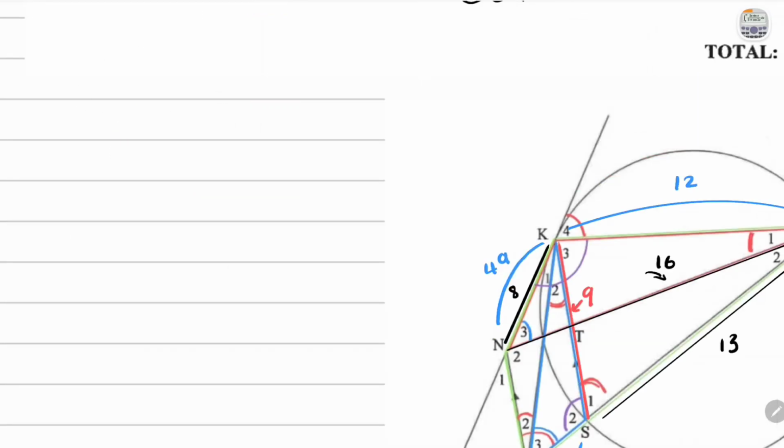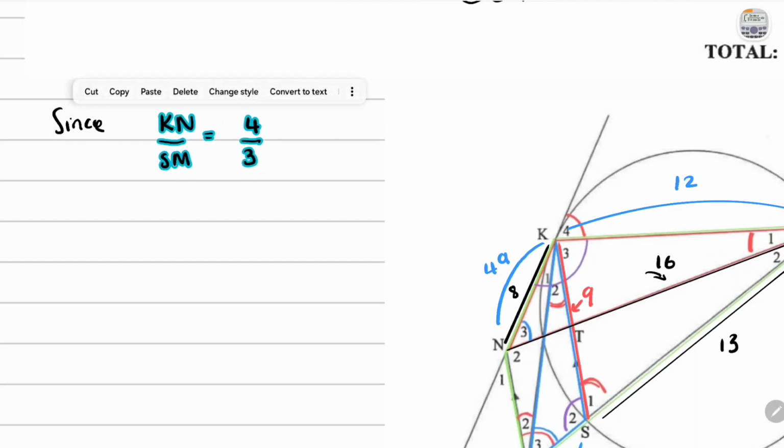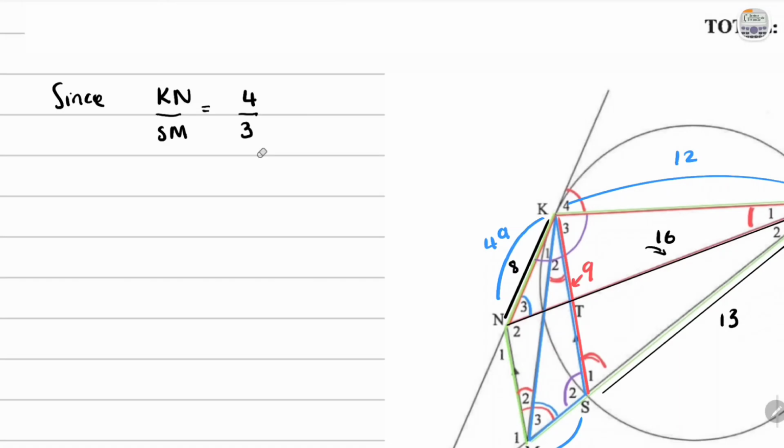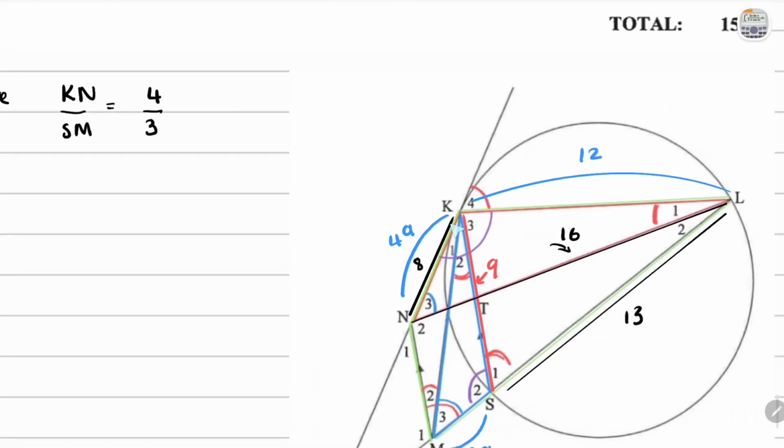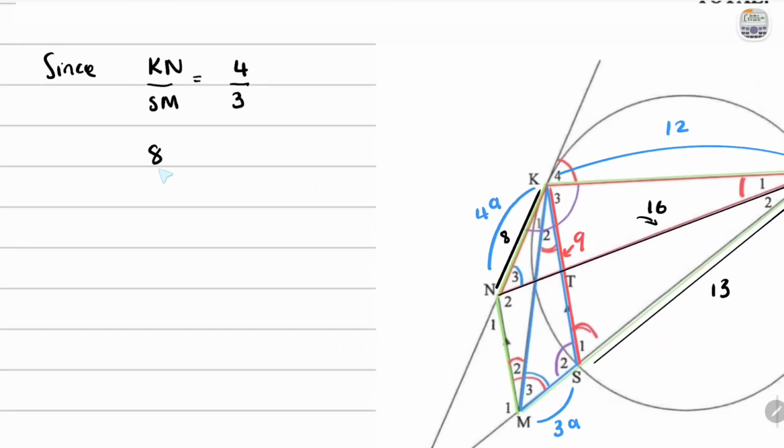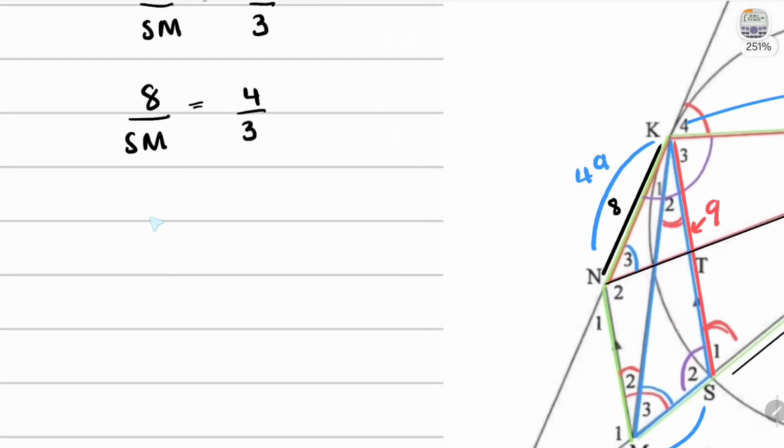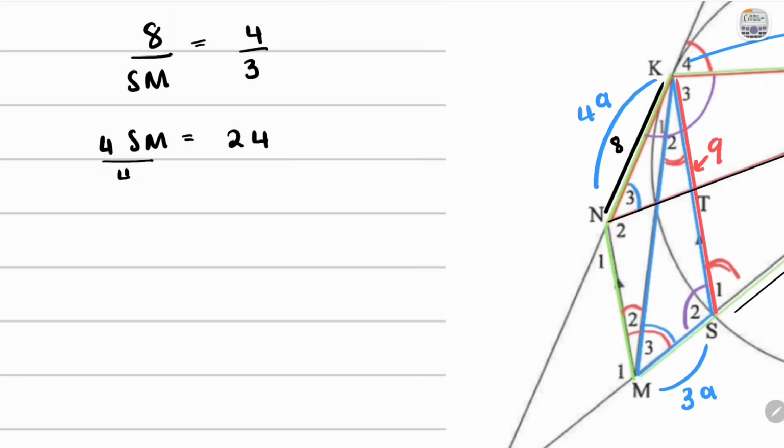I'll go ahead and rewrite that. Since KN over SM is equal to 4 over 3, and we're looking for SM knowing KN, KN is 8 units over SM, and that equals 4 over 3. Now we can cross multiply. So 4 SM is equal to 24. If you divide both sides by 4, then SM is equal to 6 units.